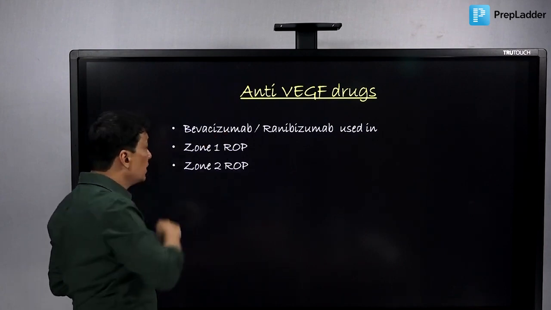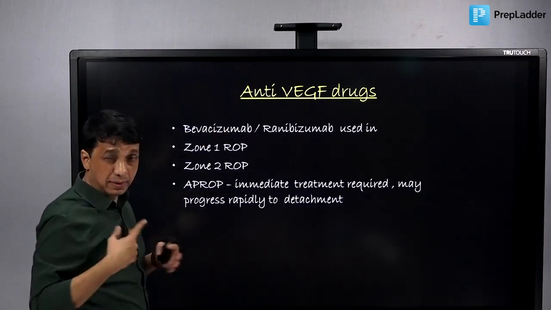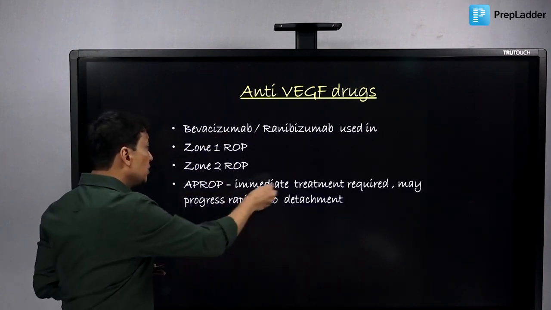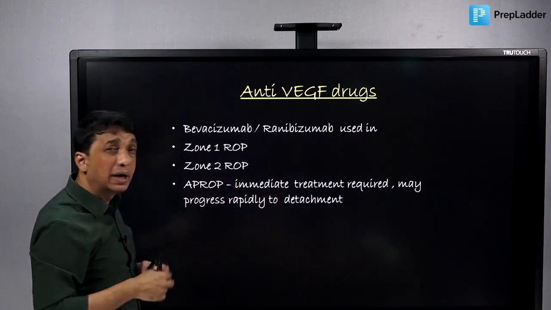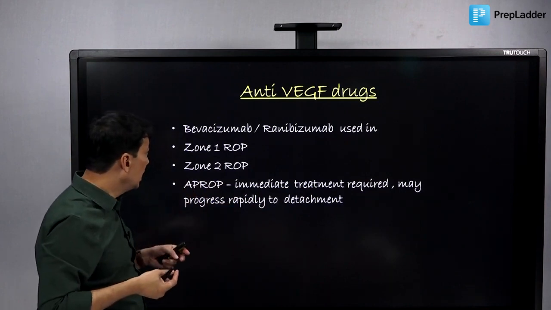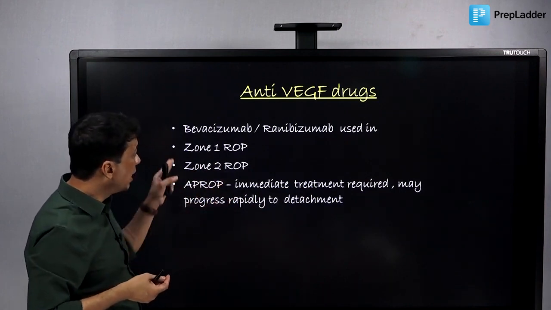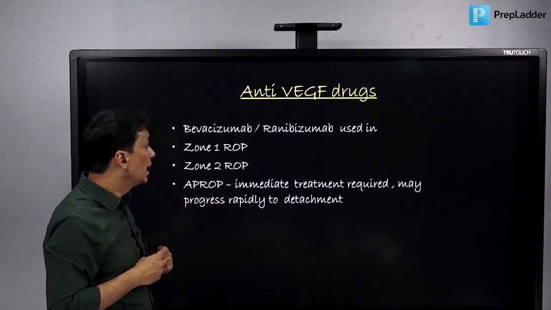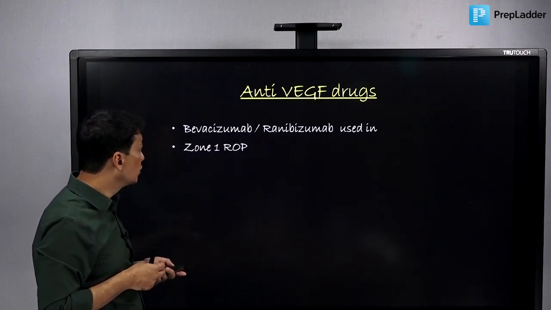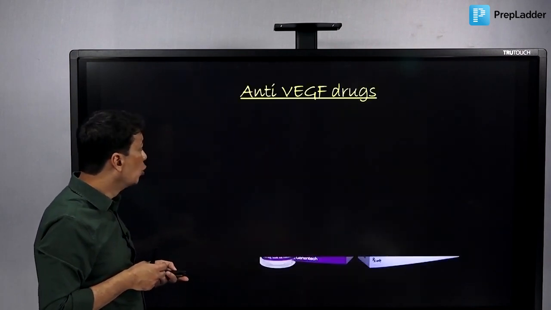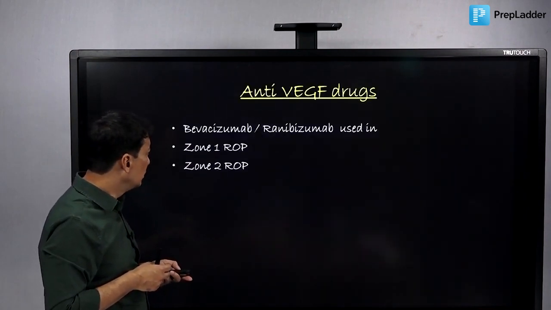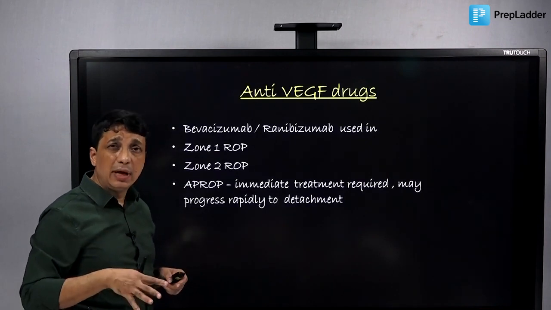so we would like to give anti-VEGF, or APROP, which makes sense because remember APROP requires immediate treatment as it may rapidly progress to retinal detachment. This is always an emergency. So these are the three indications where anti-VEGF drugs are being utilized nowadays. So your treatment would consist of either anti-VEGF drugs or photocoagulation. These are the basics of ROP. Can you remember them? Because these are all important questions for your examinations.